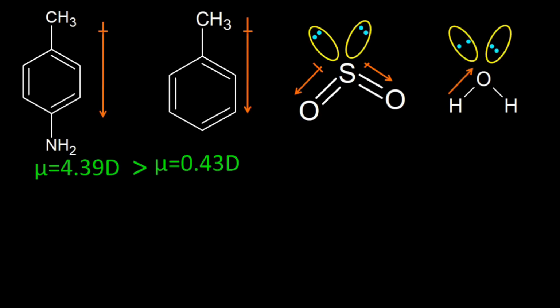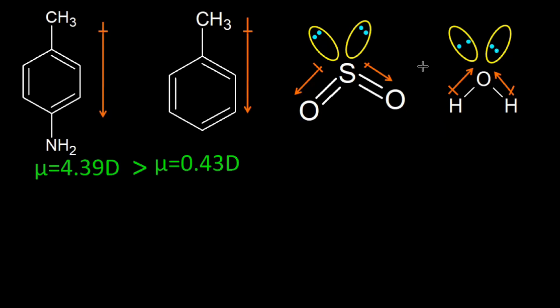While in the case of water, the hydrogen will be partially positively charged and oxygen will be partially negatively charged. And the direction of dipole moment will be upward. As oxygen and hydrogen in water have more difference of electronegativity than sulfur and oxygen in sulfur dioxide, the dipole moment of water will be greater than that of sulfur dioxide, letting us know that water is more polar than sulfur dioxide.